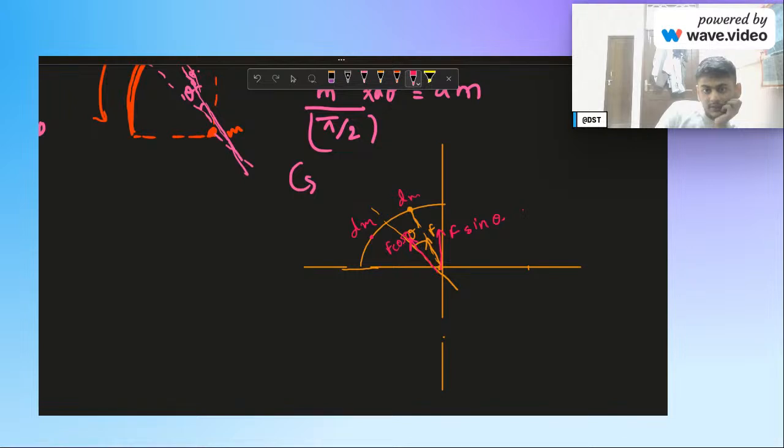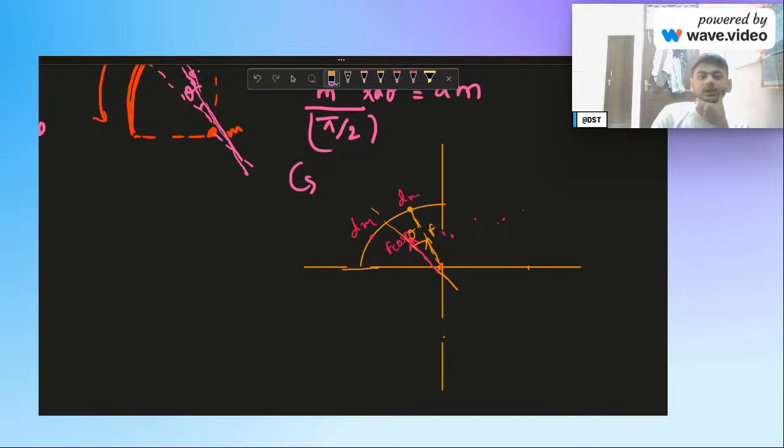And since all the F sine theta components will cancel out, therefore, what we can say is, F sine theta component would be like this, or no, sorry, my mistake. F sine theta component won't be like this.